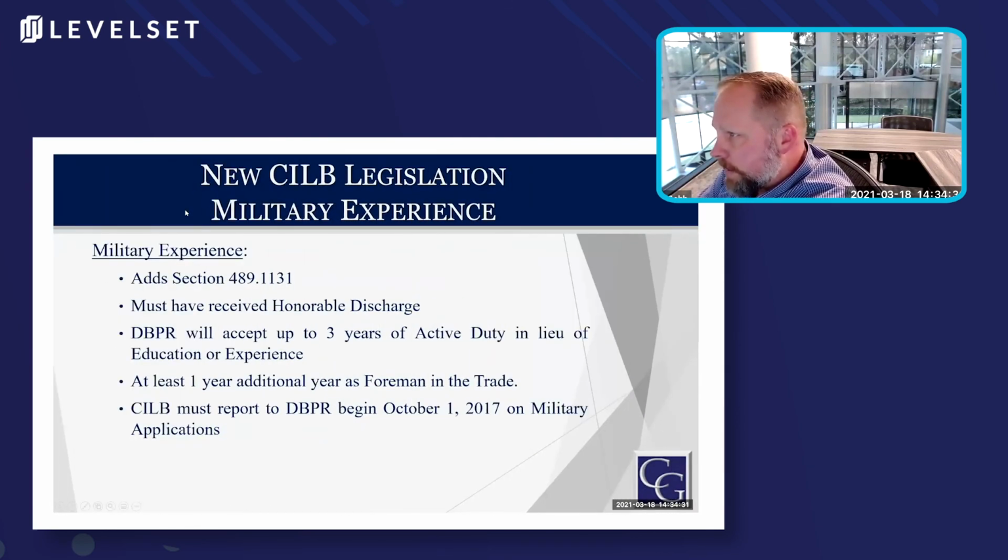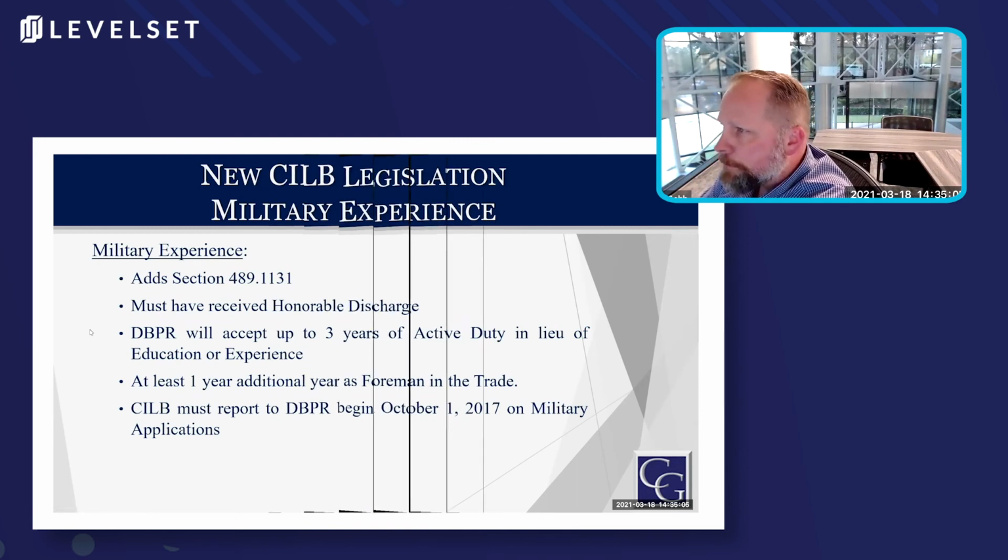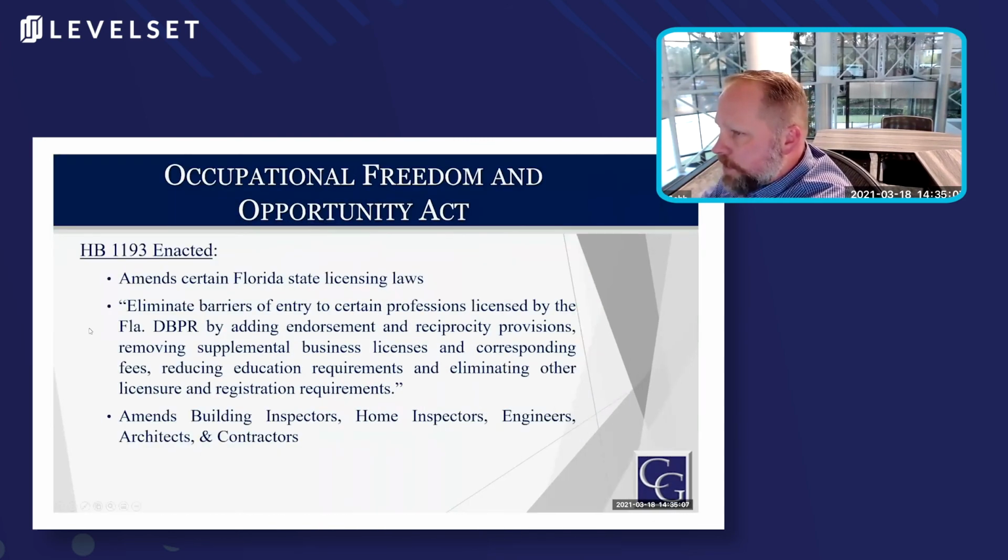There was a lightening of the experience requirement, and instead of schooling, if you have received honorable discharge from active duty in the United States military in any branch, you can use that military experience to get a license as part of your education criteria. Instead of showing college, you can show active military experience. You still have to have 1 year as a foreman in the trade, but you can use your military experience to offset some of the educational requirements.